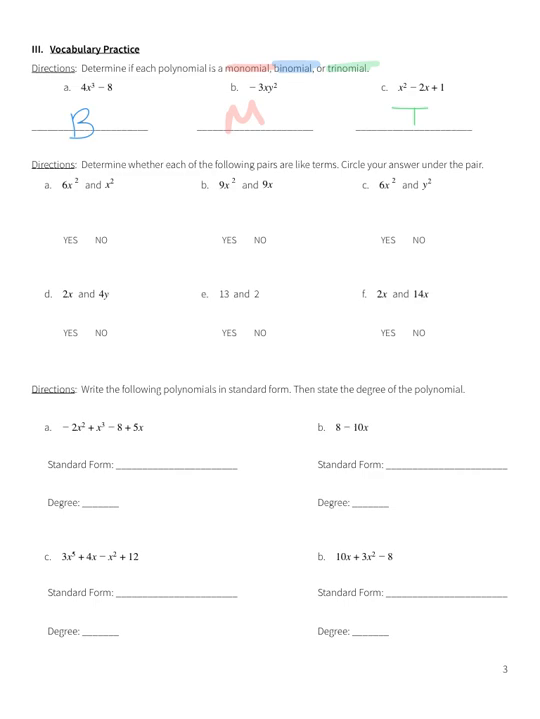All right, let's look at the next thing. Determine whether each of the following pairs are like terms. Circle your answer under the pair. All right, so this is a review. Remember, like terms, same variable, same power. So let's look here. We have 6x squared and x squared. Remember, when we're finding like pairs, we don't worry about the coefficient. It's the variable and the power. Both x's, both squared, so yes.